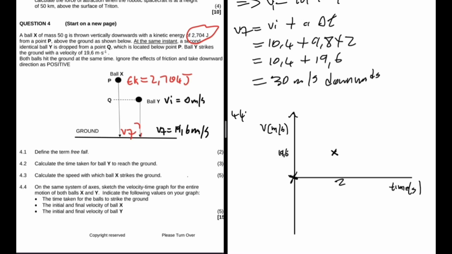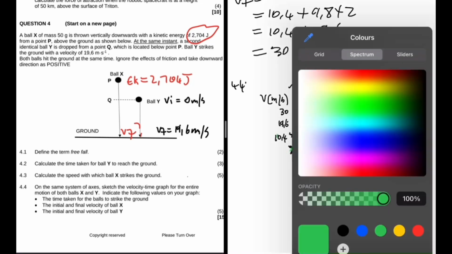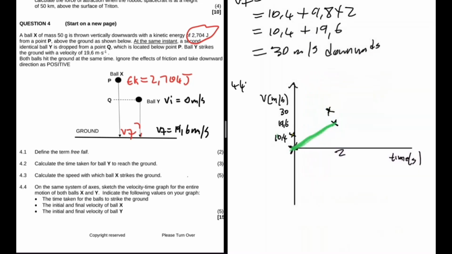So now we can have our VT graph for ball Y. The line is supposed to be straight. And then now let's put our attention to ball X. Ball X starts at 10.4, so somewhere here, right? So it's starting at 10.4, that's the VI, and then it goes up to 30 meters per second, so it's ending up somewhere here. So if we would sketch a graph for ball Y, we'd have something like this.